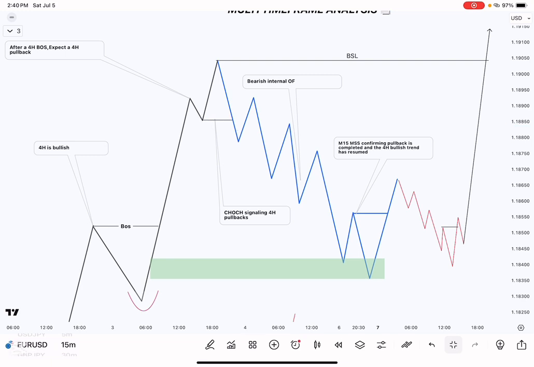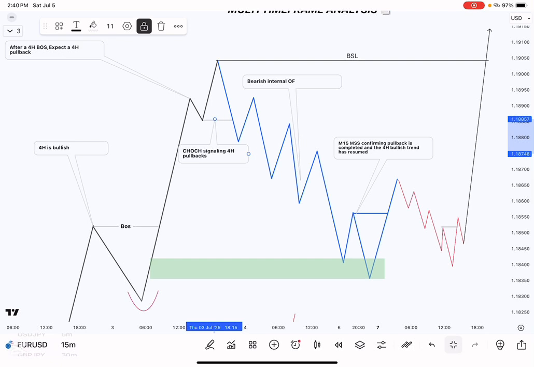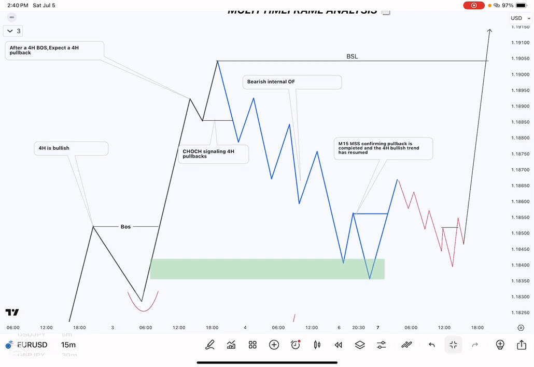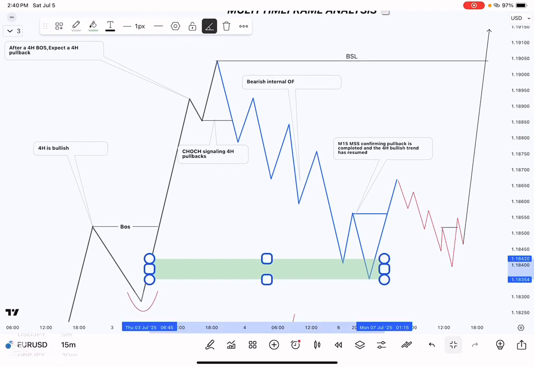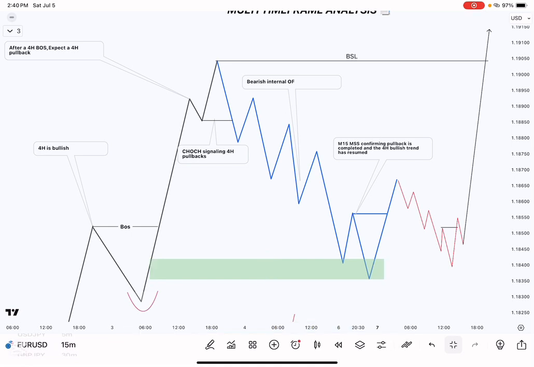All right. Now, for me to know that price is pulling back on the 4 hours, I want to see the 15 minutes change direction, signaling a pullback. This change of character, this market structure shift on the 15 minute time frame, is telling me that I want to pull back into discount to a key level to react from. Next, you want to move on to your intermediate time frame.